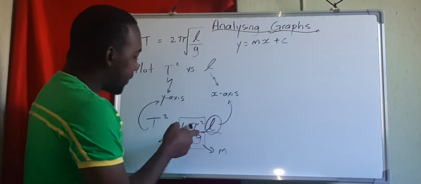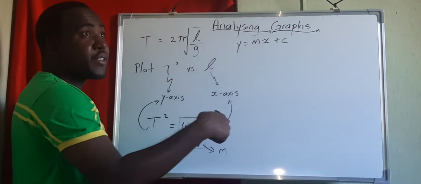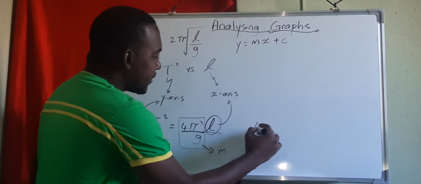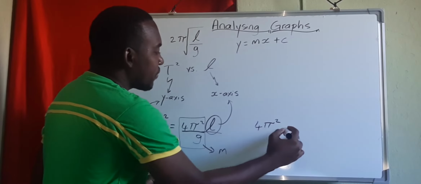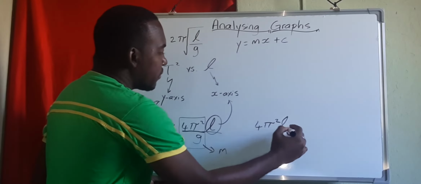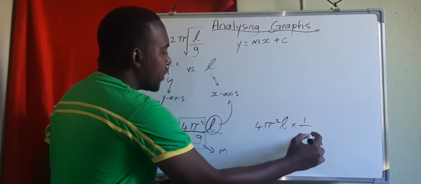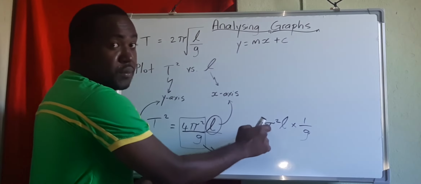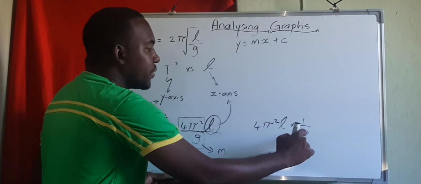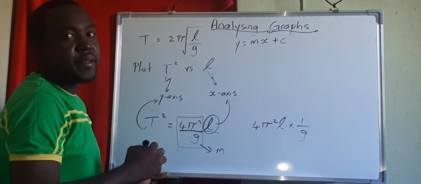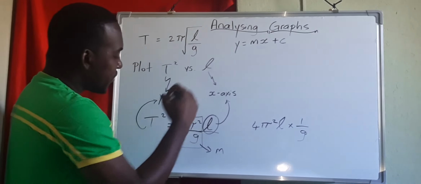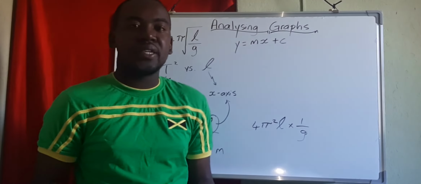And this is very important because the g here is actually being multiplied, because this is the same as 4 pi squared L times 1 over g. So this is being multiplied by L, while also the 1 over g is multiplied by L. So that's 4 pi squared over g is our gradient, right?